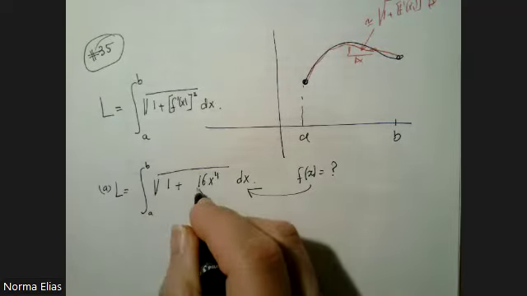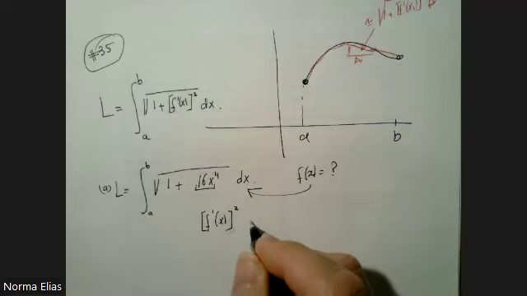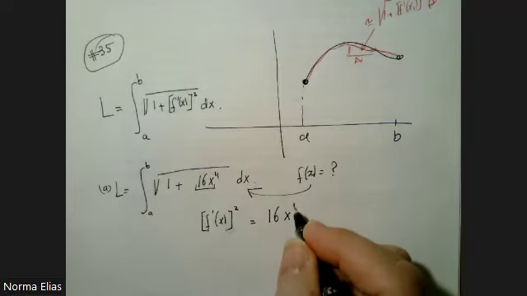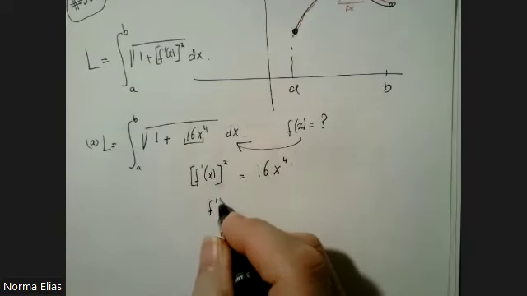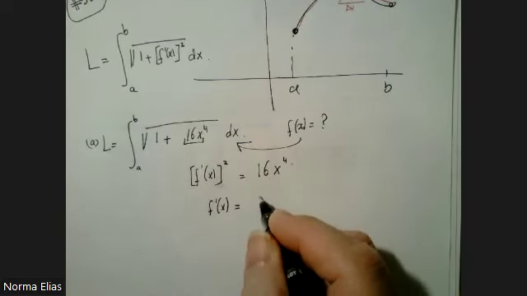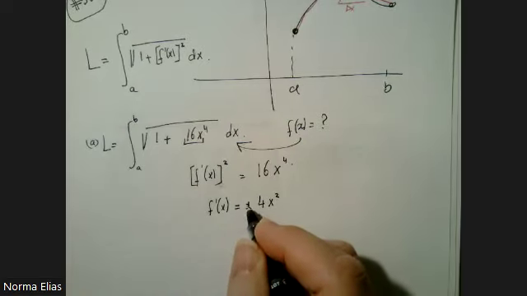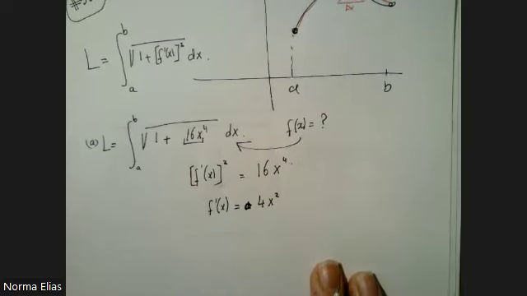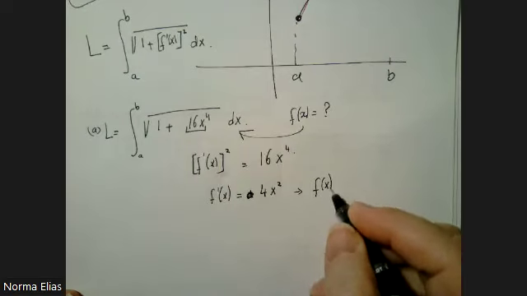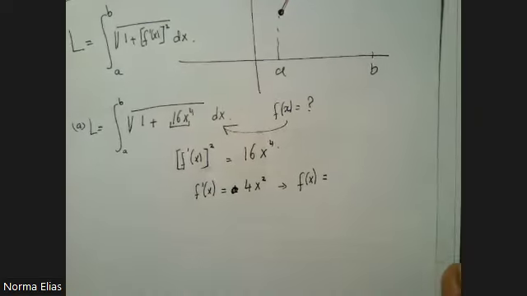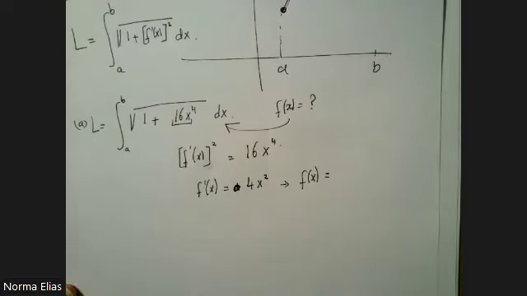It means this piece here is 16x to the 4, correct? So what is f? It means f prime is, okay, let us take the positive root, 4x squared. It means, what is f? So now you have f prime. So what's f going to be?